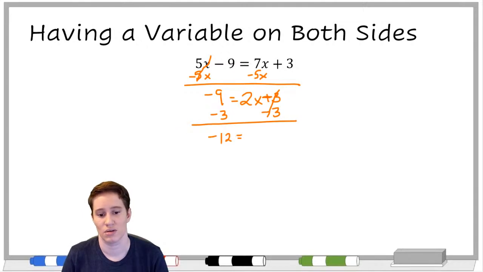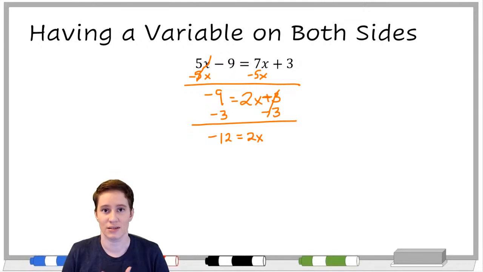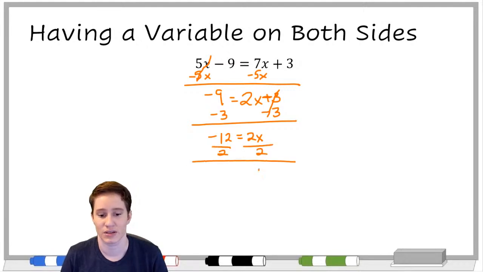Like so. And then now that all that's left next to x is 2, I can very easily divide both sides by 2, and I will know what x is. So x equals negative 12 divided by 2 is 6 with a negative, because if one of these two is negative, it makes the whole thing negative. So x equals negative 6.